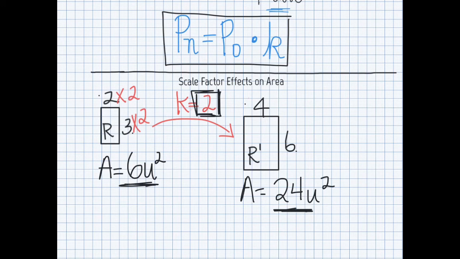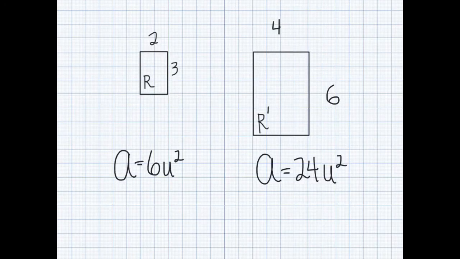Is it 2 times larger, like when we calculated the perimeter? Well, no, because if we multiply the 6 units times the scale factor of 2, that does not give us 24. So maybe if we ask, how many times does the original area of 6 units squared actually fit into the new area of 24 units squared?